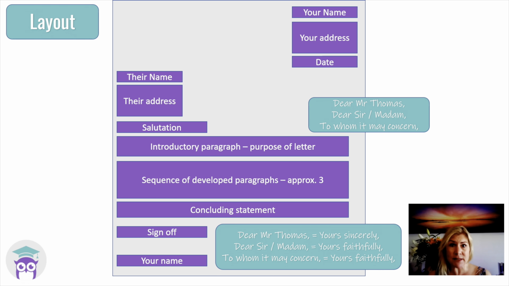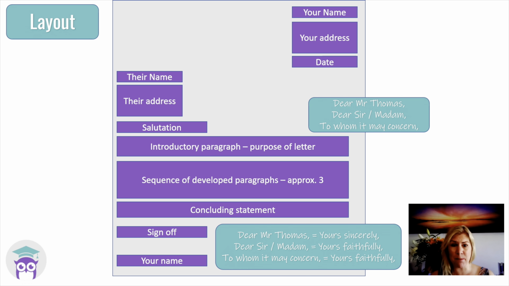Underneath their address, you are going to write your salutation, and I've given you some examples up at the top. So, dear Mr. Thomas, or if it was a more informal letter and you might know the person, you might say, dear Susan, or whoever. If you don't know their names, you can say, dear sir or madam. Or if you want to be even broader than that, you can simply say, to whom it may concern. Okay, and that's your way of tackling all bases there. So to whom it may concern will work perfectly as well.